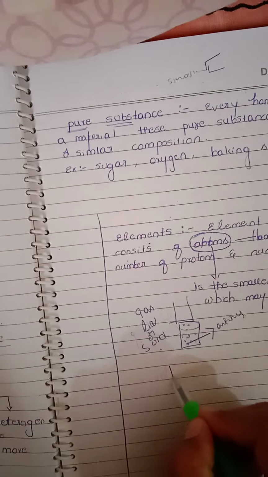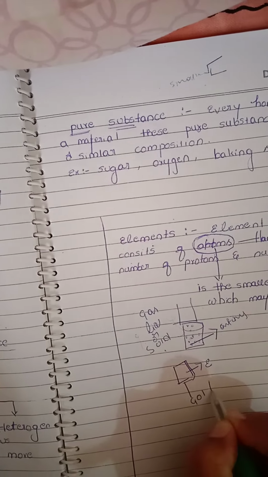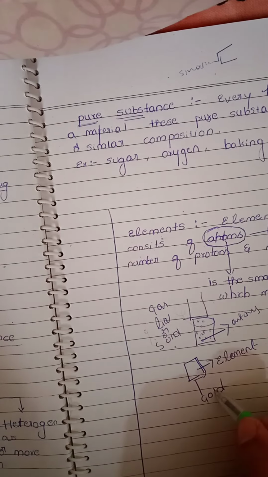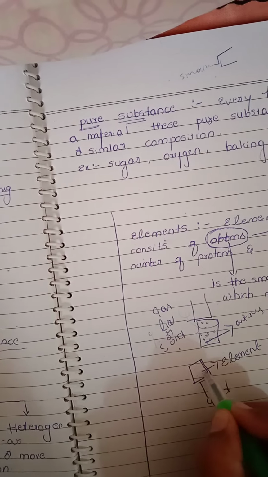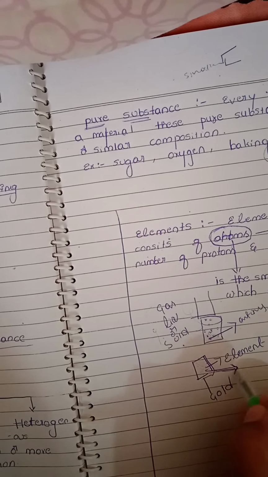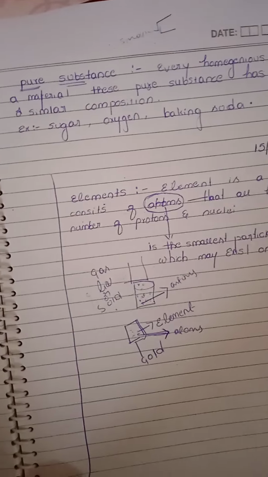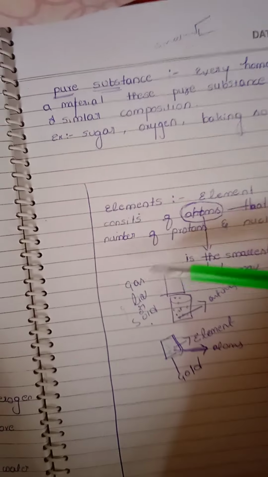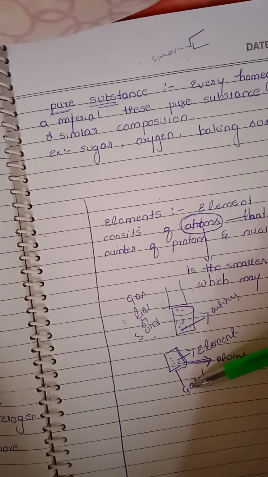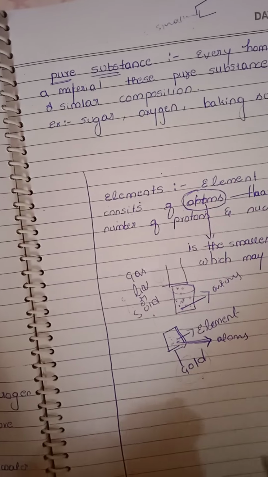Or else, if I take gold, gold is an element. This is gold. In gold, we can see small particles. If we observe deeply, then we can see small particles. Those particles are called atoms. Everything around us, if you take a gas, liquid, or a solid, or else an element such as gold, I am just taking an example here. This is called an element.